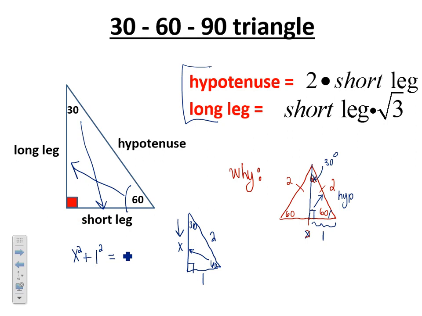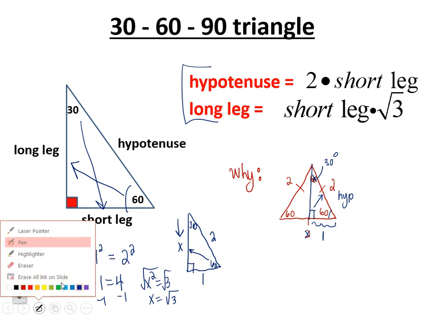So we're going to write 2 squared. X squared plus 1 equals 4. Subtract 1 from both sides. X squared equals 3. Square root both sides, and we get x equals the square root of 3. So that value would be the square root of 3.